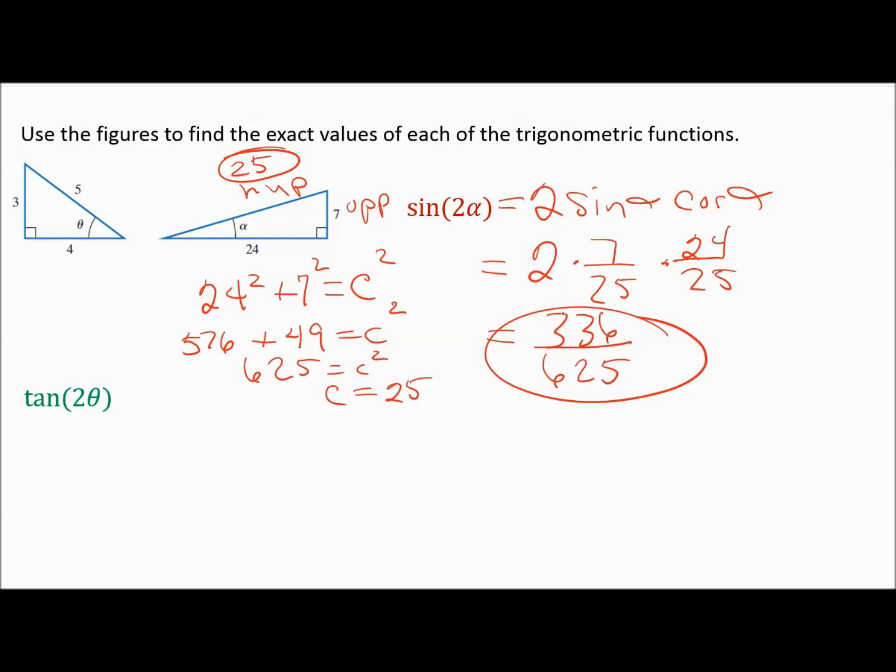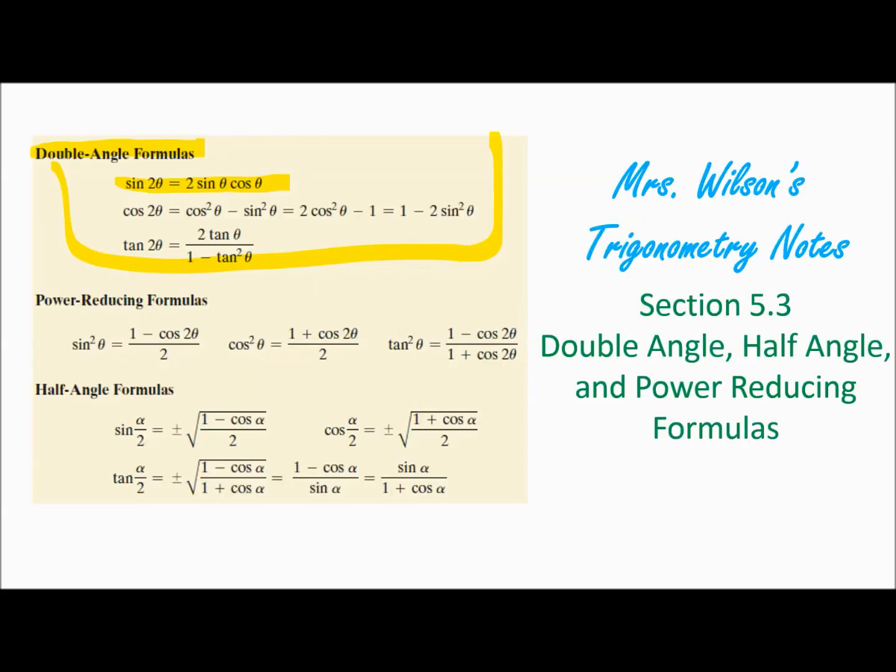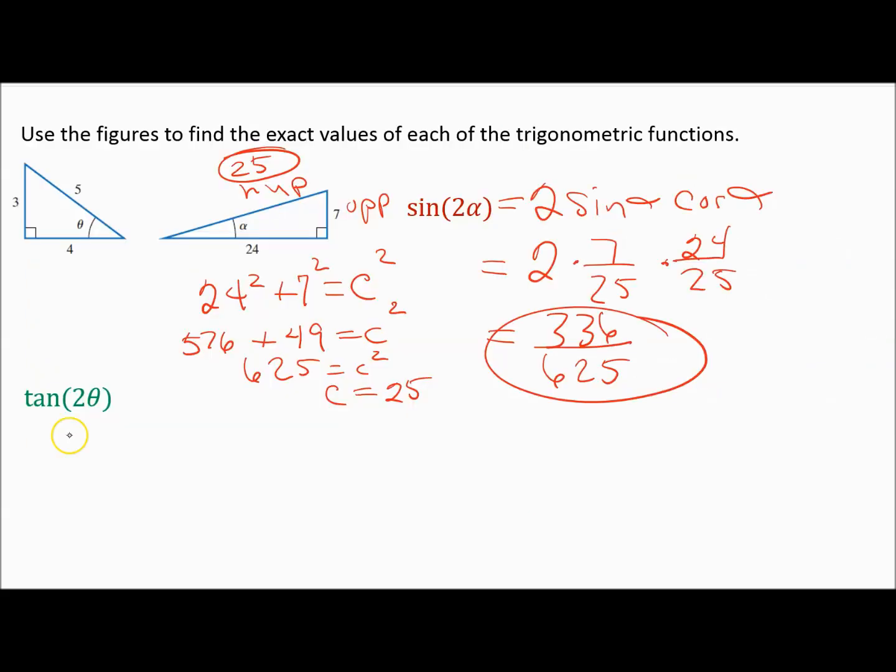So let's try the same thing dealing with tangent of 2 theta. Now notice this is theta this time. This is not alpha, so I'm not dealing with my second triangle at all, only the first triangle. And I need to write down the formula. Again, if you need to look at the formula, tangent of 2 theta, right here. Okay, so I'm dealing with 2 tangent of theta over 1 minus tangent squared of theta. So I'll write my formula down, 2 tangent of theta over 1 minus tangent squared of theta.